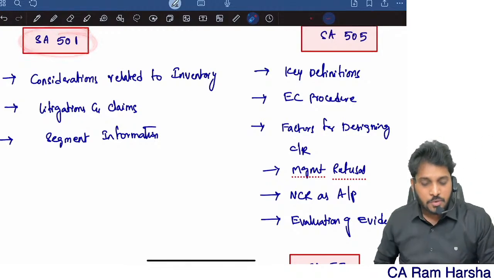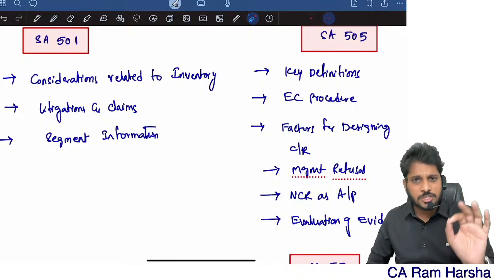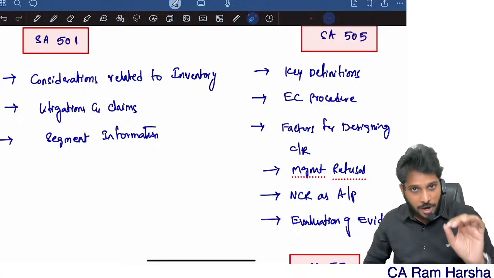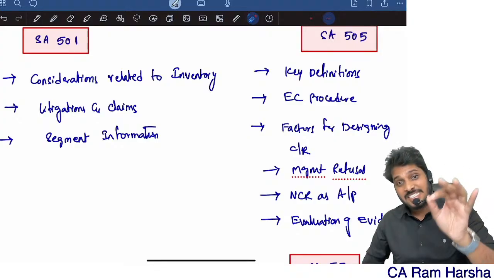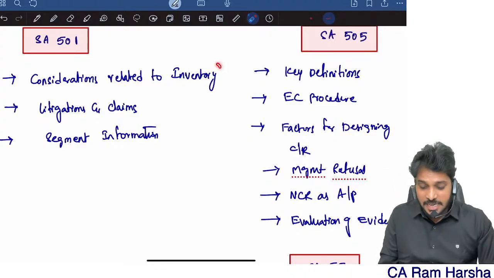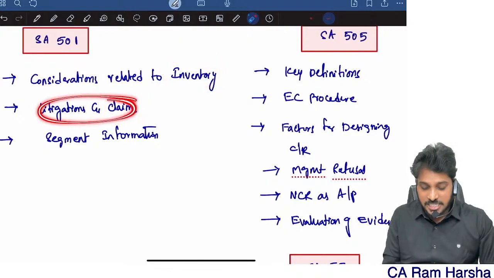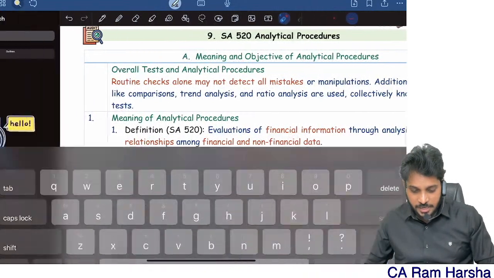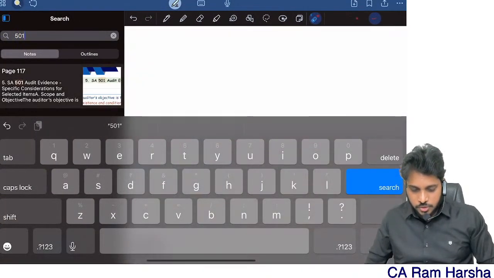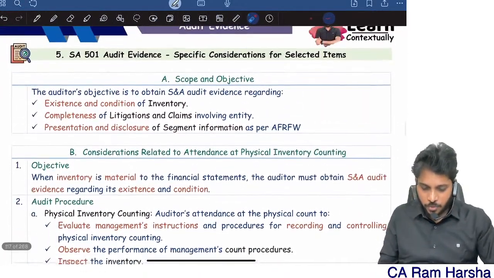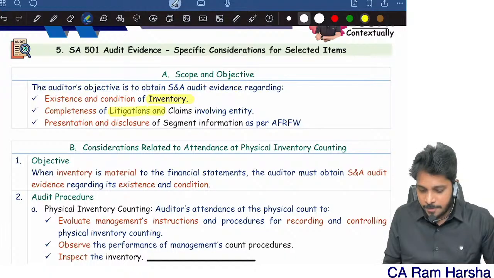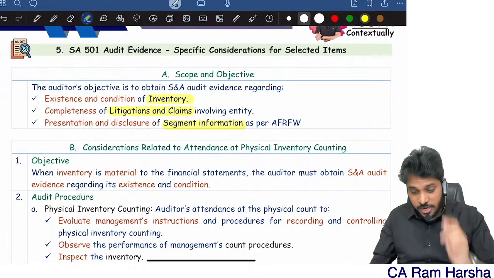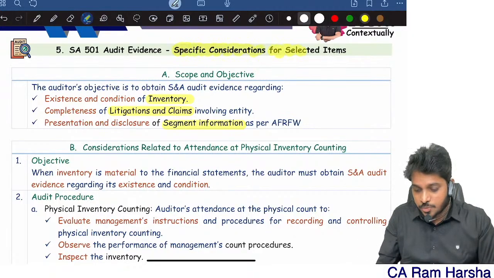Now what is the 501 standard talking about? The heading is: audit evidence, specific considerations for selected items. The standard has selected 3 items: inventory, litigations and claims, and segment information. I have highlighted them in black here. Now what we need to consider, because the standard says specific considerations for selected items.